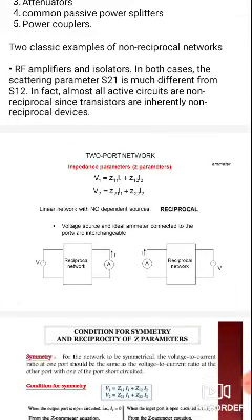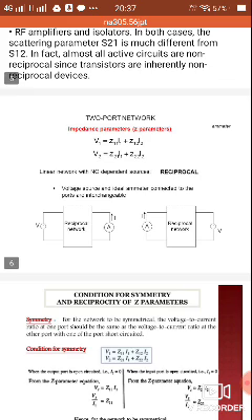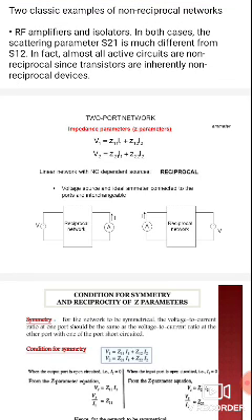Next, two-port network impedance parameters. Impedance parameters are nothing but open circuit impedance, the Z parameters. The standard Z parameter equations are: V1 is equal to Z11 I1 plus Z12 I2, and V2 is equal to Z21 I1 plus Z22 I2. This is the standard Z parameter equation.